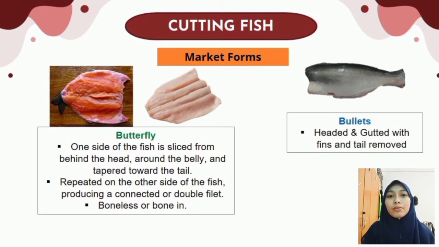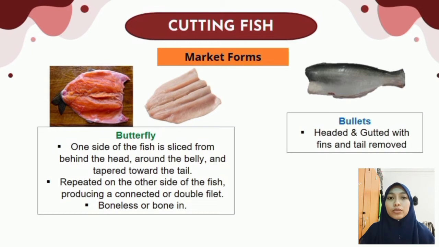For the first type of cutting fish is butterfly cut. The butterfly cut is where one side of the fish is sliced from behind the head around the belly to the tail. The process is repeated on the other side of the fish, producing a connected or double fillet. There are two kinds of butterfly cut, with boneless or bone-in.